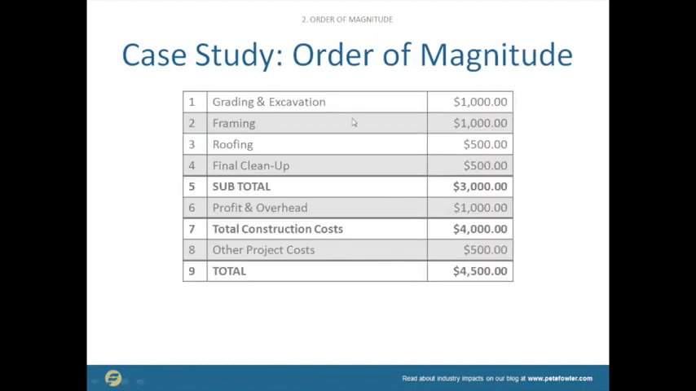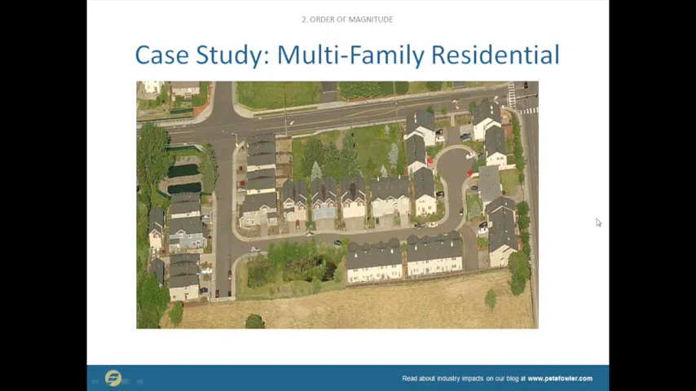All right, so here's our Otto's outhouse. I showed you the picture before. So grading and excavation for $1,000, framing for $1,000, roofing for $500, final cleanup for $500. So the total's $3,000, profit and overhead for $1,000, total construction costs $4,000, and other project costs. So $4,500 for our project. That's our level 1 order of magnitude estimate. There it is, boom. Okay.